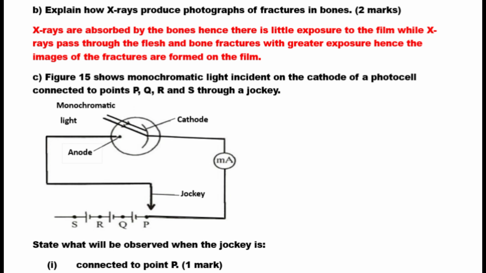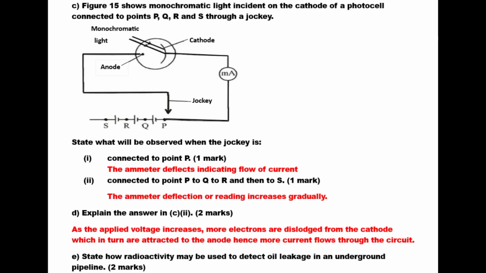Figure 15 shows a monochromatic light incident on the cathode of a photocell connected to points P, Q, R, and S through a jockey. So we have monochromatic light, anode, cathode, we have a jockey, and then we are told to state what will be observed when the jockey is connected to P. The ammeter deflects, indicating flow of current.